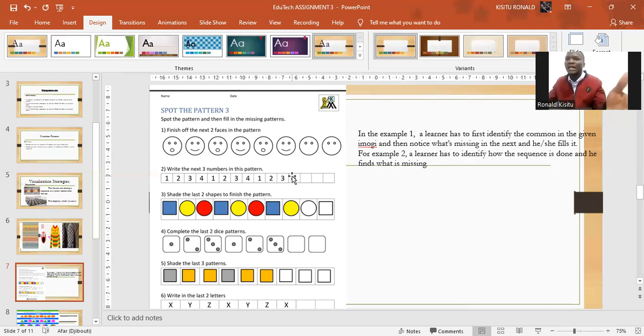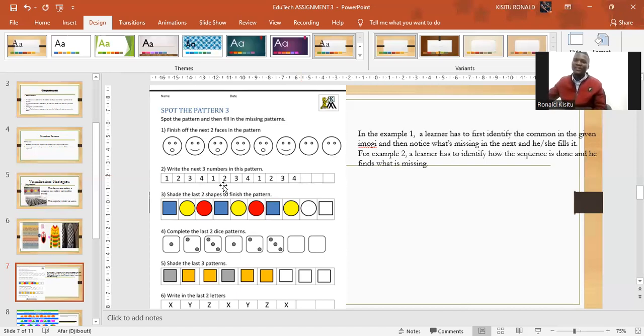This will take us to the second definition, or it was the third one, which could say a sequence or number pattern is a range of repeated numbers. You're seeing 1, 2, 3, 4, then 1, 2, 3, 4, 1, 2, 3, 4. So someone will just identify that from 4, I go back to 1, 2, 3, 4. A learner can easily identify that.